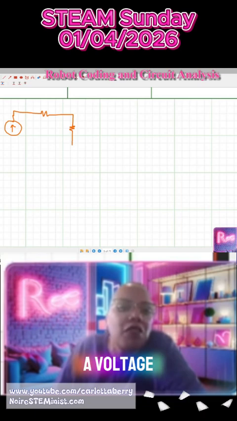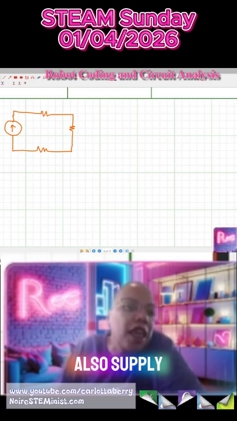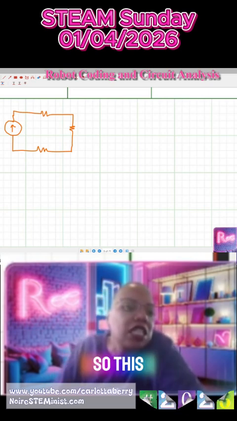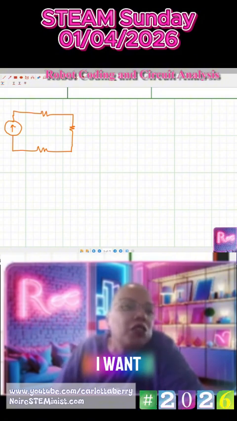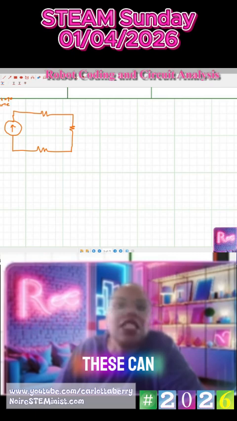So we've been talking about a voltage source as a battery that supplies power to your devices. A current source can also supply power to your devices. So this here is a current source. You know it's a current source because it has an arrow and it has 5 amps. I want you to compare that to what I showed you before, which was a voltage source, because it has a plus and a minus and it has voltage. Both of these can be represented as a battery that turns things on and off.